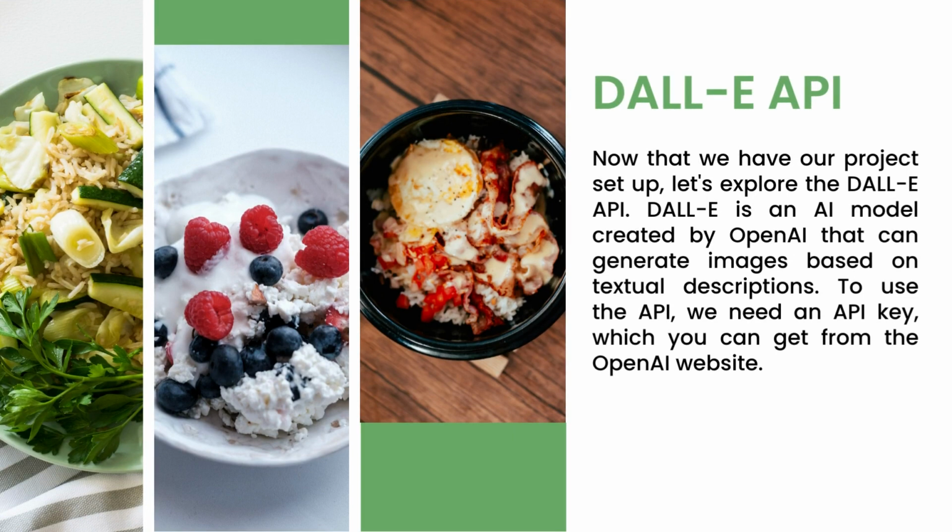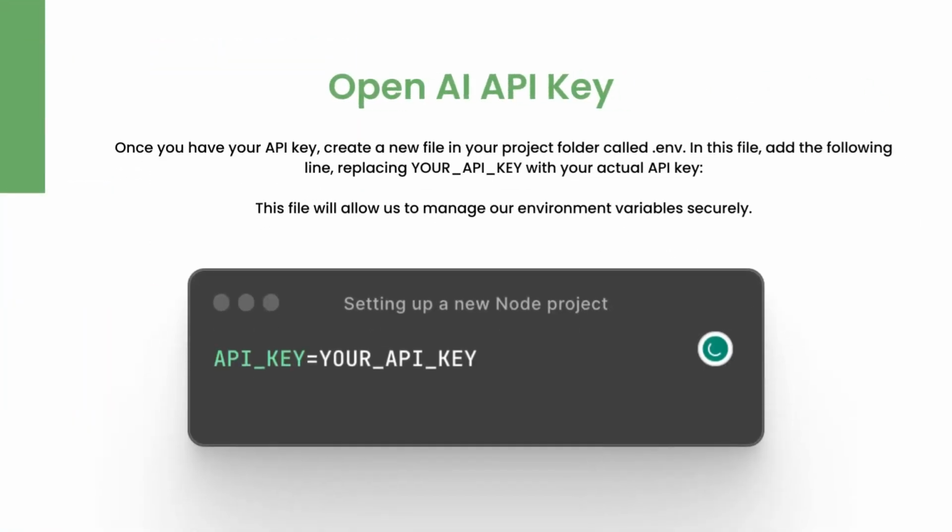DALL-E is an AI model created by OpenAI that can generate images based on textual descriptions. To use the API, we need an API key, which you can get from the OpenAI website. Once you have your API key, create a new file in your project folder called .env. In this file, add the following line, replacing the placeholder with your actual API key. This file will allow us to manage our environment variables securely.